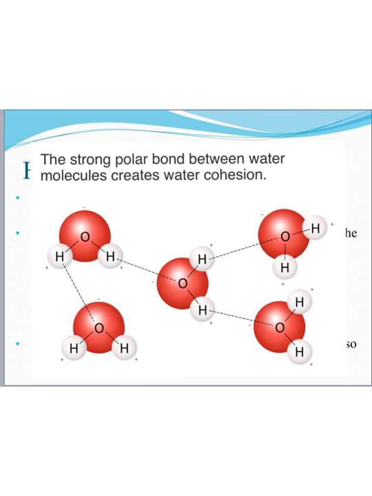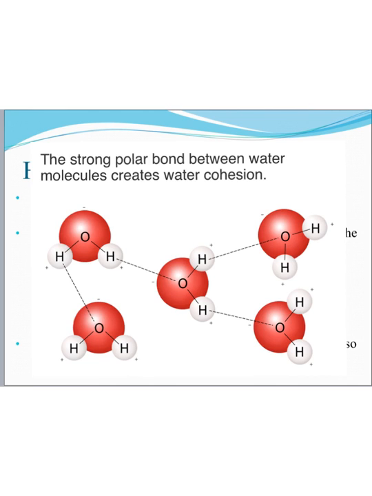Hopefully you took some time to take a look at the video links that I posted in Google Classroom, and you'll be able to expand on why water is a universal solvent and how that works. And then I went into detail looking at how hydrogen bonds are formed.